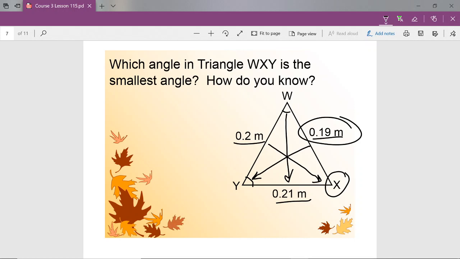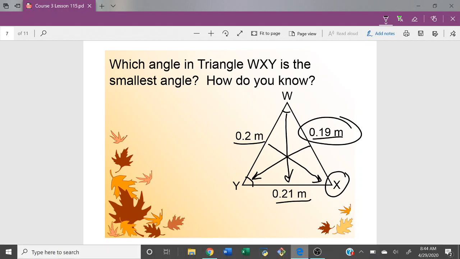So hopefully this relationship makes a little bit more sense, and you can find lots of information about these triangles with this relationship of sides and angles. I hope this video helps with your homework and for studying.